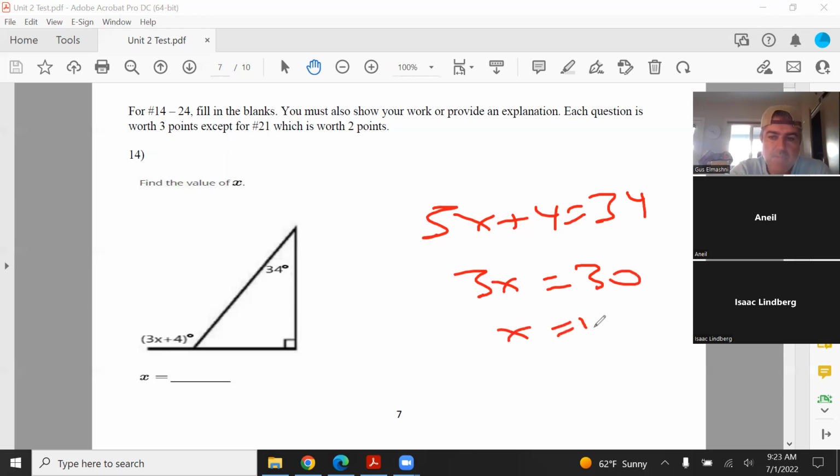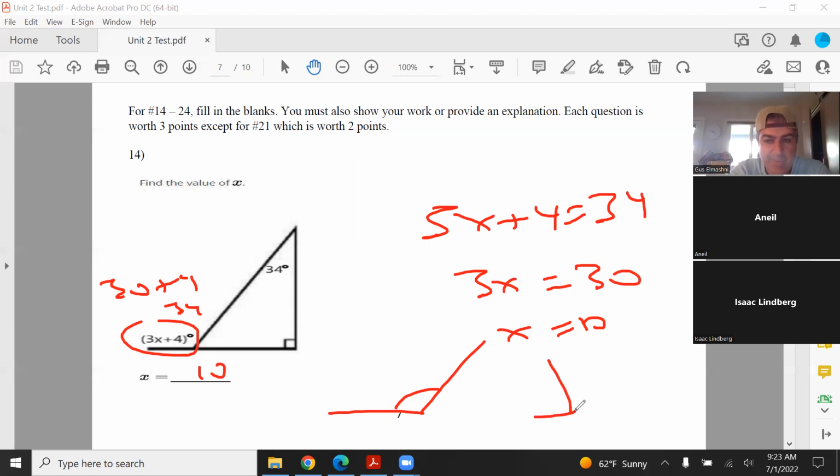So you said x is 10. But does that make sense? If x were 10, this would be 30 plus 4, 34. Does that look like a 34-degree angle to you? That's clearly bigger than 90, because that's a 90-degree angle, right? That makes no sense. Don't report that as an answer if it makes no sense. Give me an explanation if you're confused. Like, I know it's more than 90, I'm getting this, I don't see the relationship. Or look at your notes.